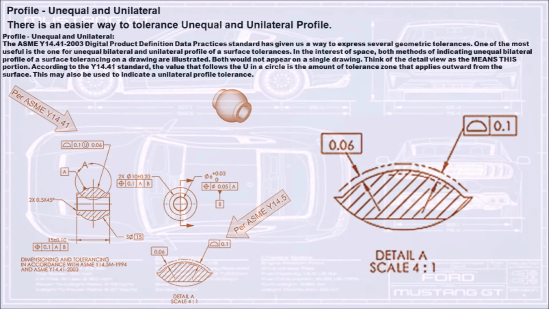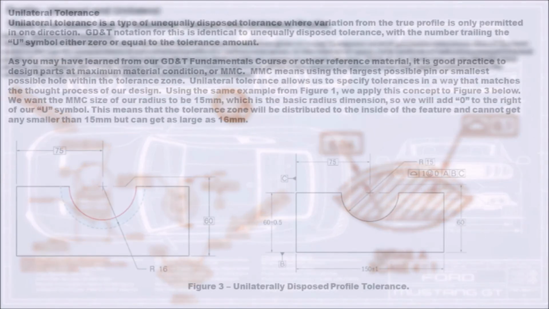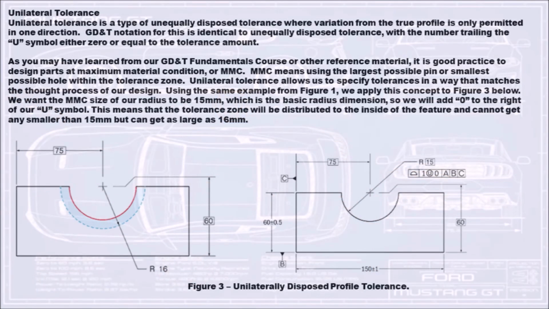According to the Y14.41 standard, the value that follows the U in a circle is the amount of tolerance zone that applies outward from the surface. This may also be used to indicate a unilateral profile tolerance. Unilateral tolerance. Unilateral tolerance is a type of unequally disposed tolerance where variation from the true profile is only permitted in one direction. GD&T notation for this is identical to unequally disposed tolerance, with the number trailing the U symbol either 0 or equal to the tolerance amount.